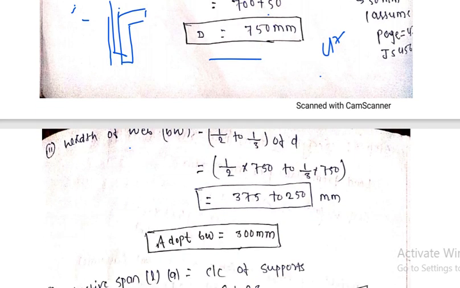So let's calculate the width of web. The width of web is nothing but this width, right? So how much will this width be? For the width of web, the formula is 1 by 2 to 1 by 3 of D, where D is the effective depth. So 1 by 2 into 700. Sorry my dear friends, here it will be 700 and here it will be 700. So if you calculate 1 by 2 into 700, it will be 350, and 1 by 3 into 700 will be 233, right? From these I have taken 300 as the width of the web.